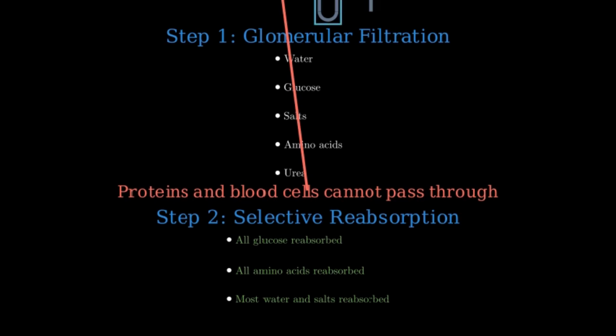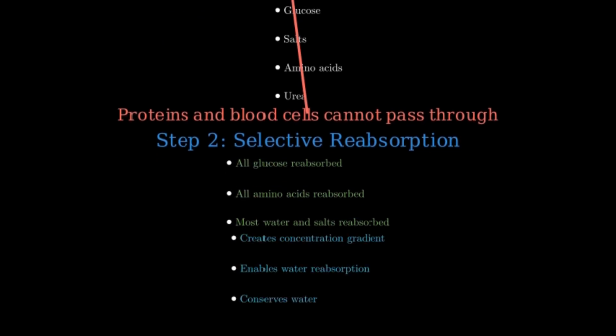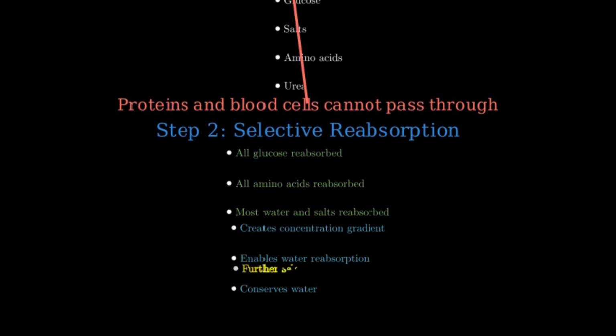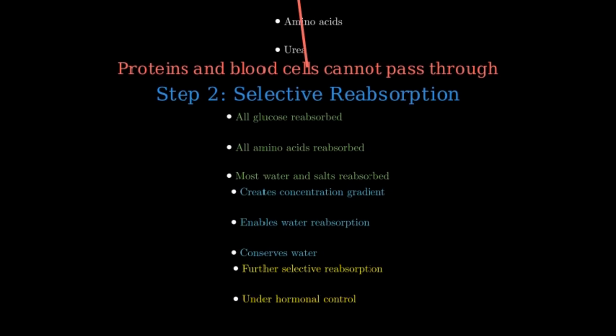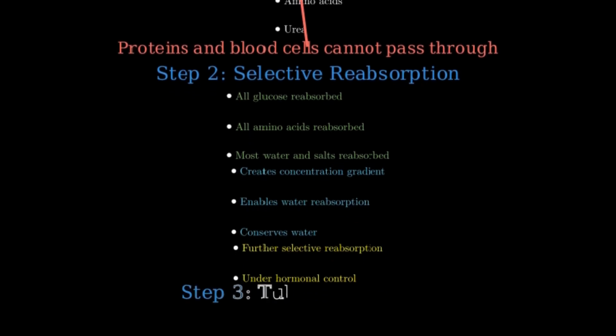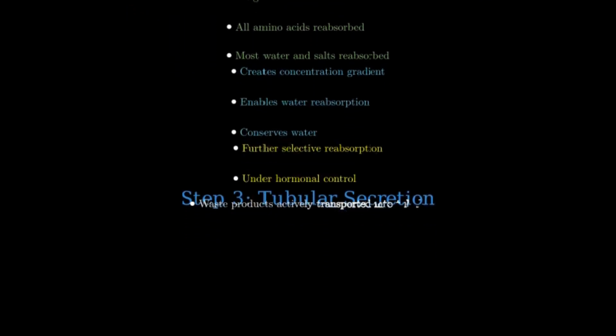The loop of Henle is a master of water conservation. Its primary role is to create a high salt concentration, a hypertonic environment, in the medulla of the kidney. This allows for the maximum reabsorption of water. In the distal convoluted tubule, or DCT, more selective reabsorption occurs, but this part is under hormonal control, which we'll discuss next. Step 3, tubular secretion at the distal tubule.